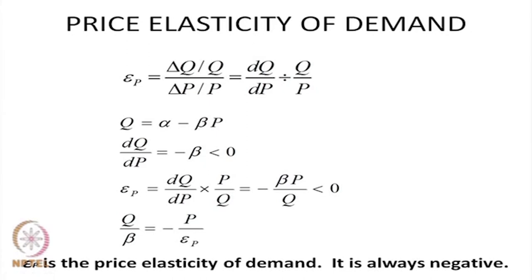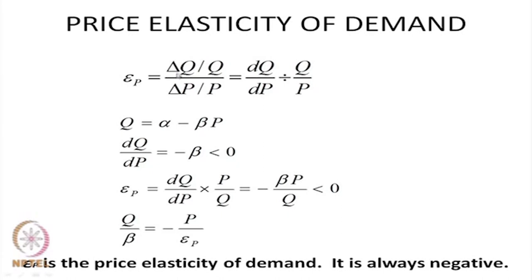Now, in the earlier slide, I just said a factor x without mentioning what that factor is. Let us now consider that that factor is price, which means that we are now interested to know the price elasticity of demand. That means, if a change of 1% is given to price, what is the percentage change in the quantity demanded. We designate this as epsilon p, epsilon for elasticity and p for price.